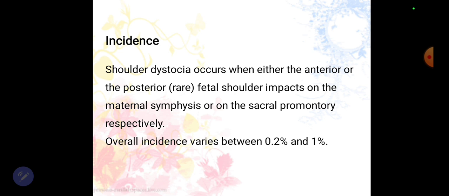Incidence: shoulder dystocia occurs when either the anterior or posterior shoulder impacts on the maternal symphysis or the sacral promontory respectively. Anterior shoulder with symphysis pubis and posterior shoulder with sacral promontory. Overall incidence is 0.2 to 1%.